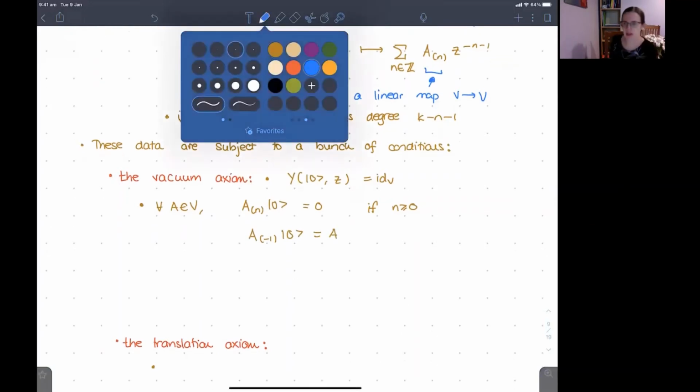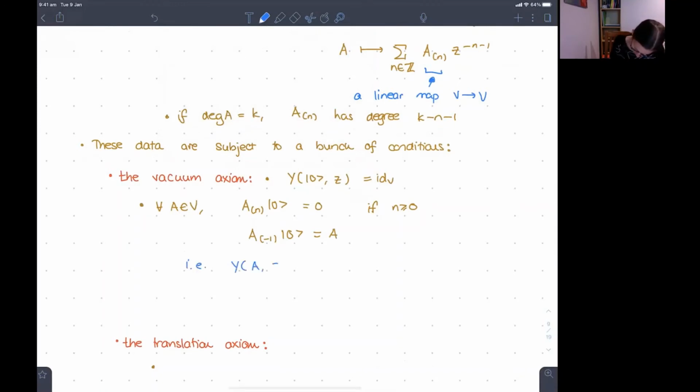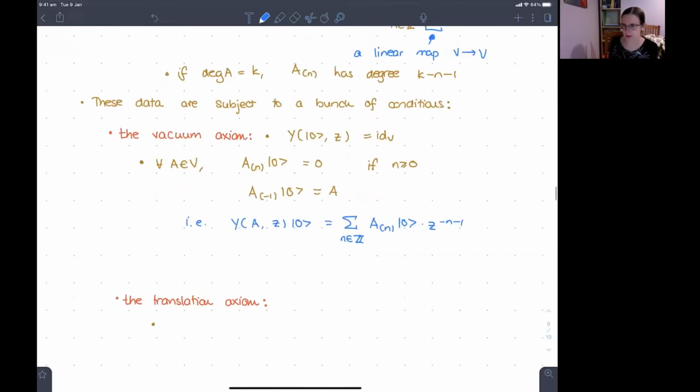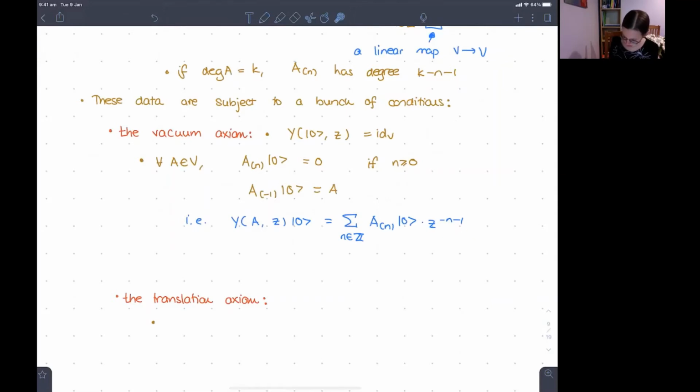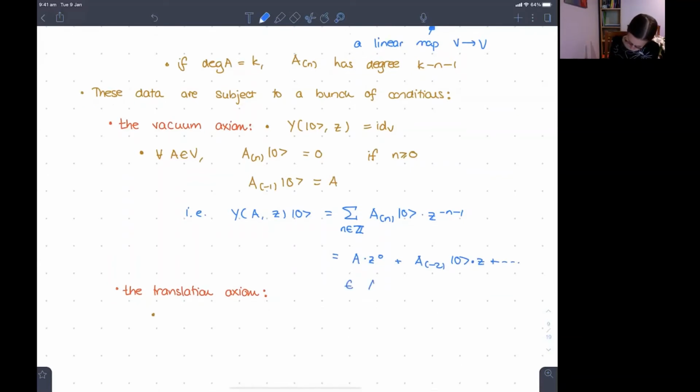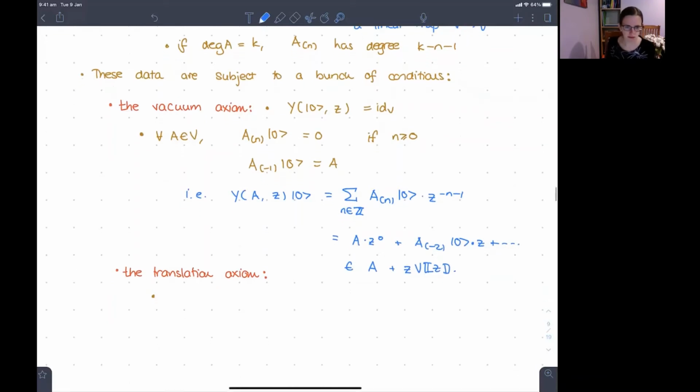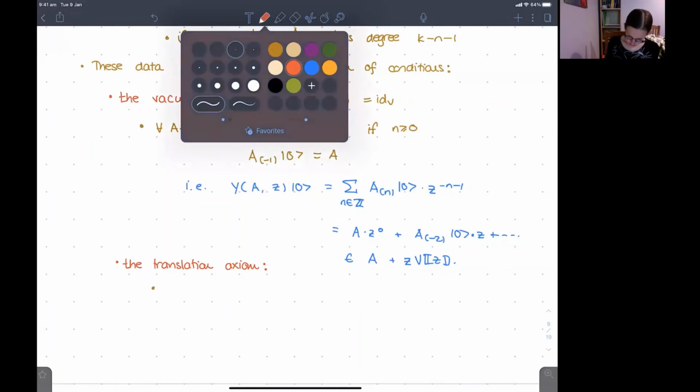So if we collect this information into our sum, Y(A, z) acting on the vacuum is in principle this infinite sum of A_n acting on the vacuum times z to the minus n minus 1. But in fact, we only have to look at negative n's, which means positive powers of z. And we have A times z to the 0 plus A_(-2) acting on the vacuum times z, and so on. And so what we see is that we have a constant term of A, and then we have only positive powers of z. Okay, so that's an axiom about the vacuum and how it interacts with the vertex operators.